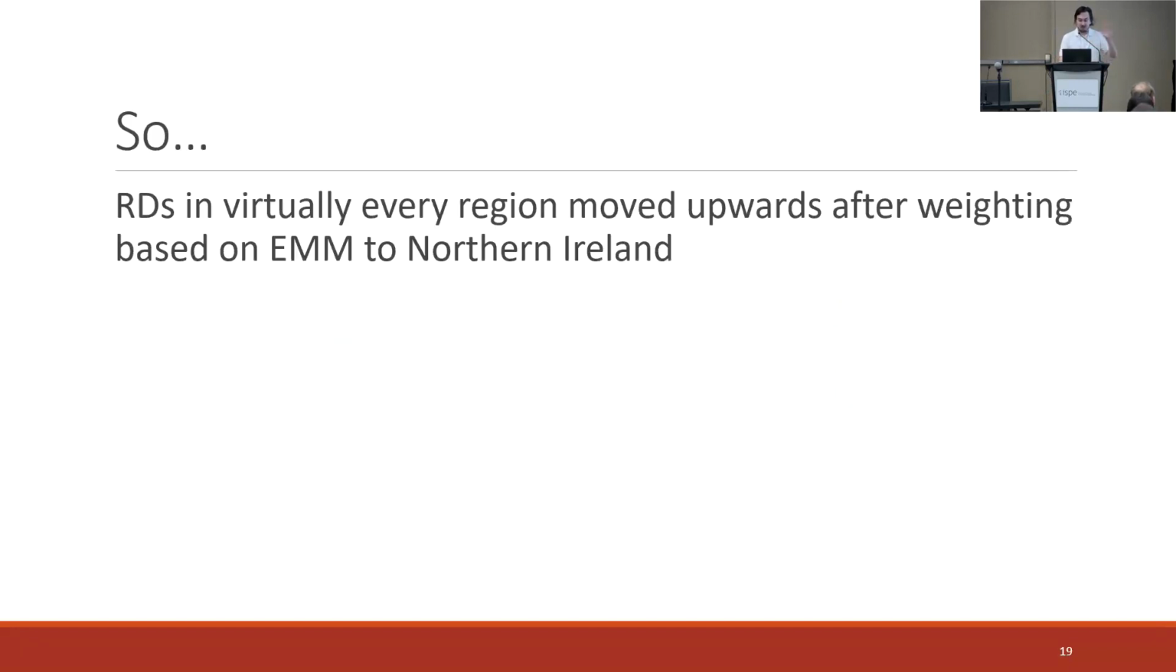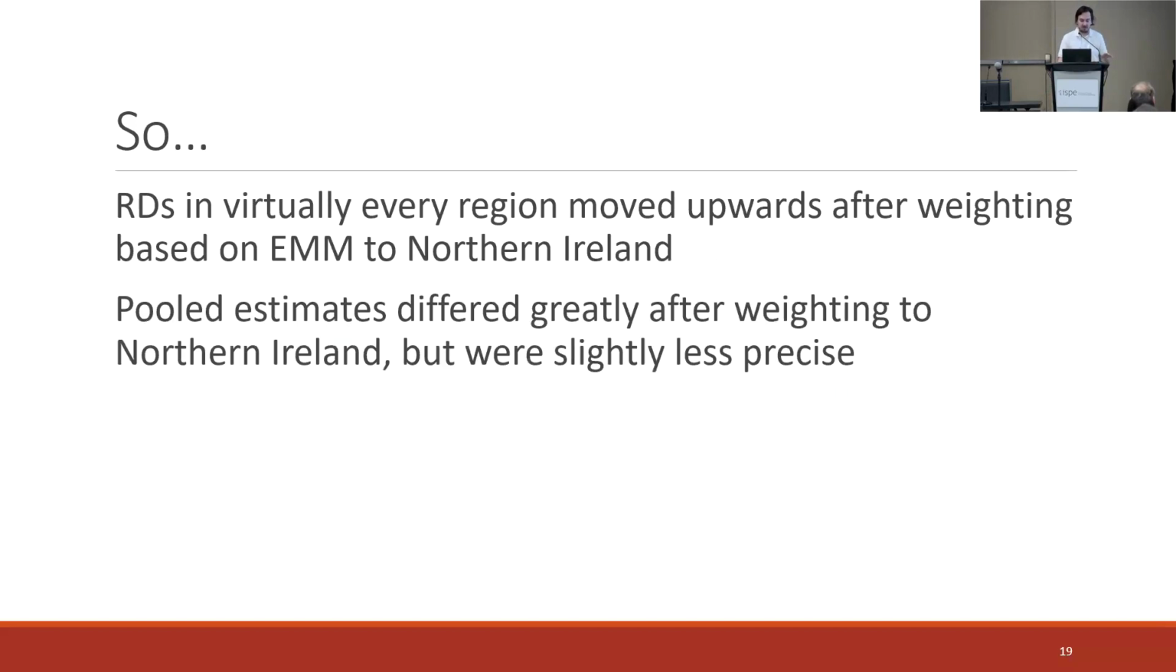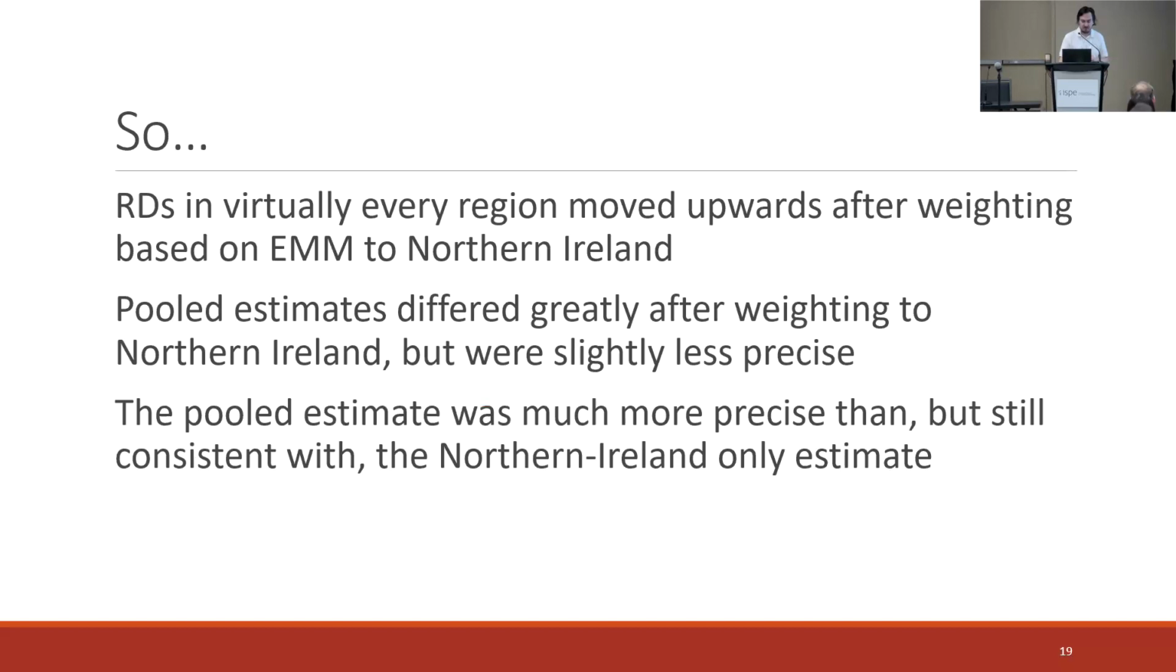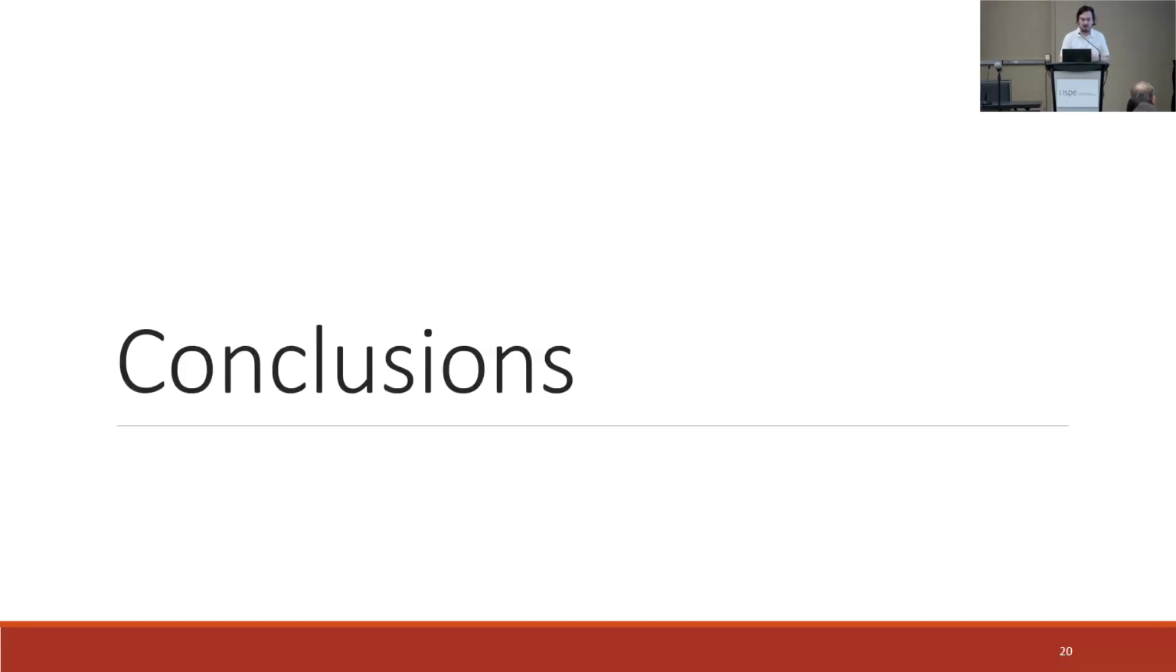So risk differences everywhere moved up once we weighted the regions to look more like the region we cared about. And the pooled estimates differed greatly after weighting to Northern Ireland, but were slightly less precise. So we lost precision when we made that decision to go to Northern Ireland as our target, which we would expect because not every region is exactly like Northern Ireland. And the pooled estimate, and this is what I was most impressed with, was the precision of that pooled estimate, but also still being consistent with the Northern Ireland estimate. It wasn't super outside of it. It wasn't just dead set on the original estimate. It did change when we included these variables.